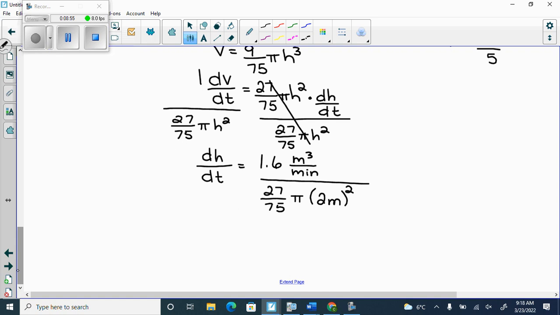So we're going to get, here we're going to get 4 meters squared and a meter cubed, correct? So I'm going to end up with meters over minutes, which is what I need. Height is meters, this is minutes. So I know I did well. Correct? Okay, so it's a word problem, we can actually just get a decimal. So we go 1.6 divided by, let me do the bottom first, 27 divided by 75 times 5 times 4, and then 1.6 divided by that.